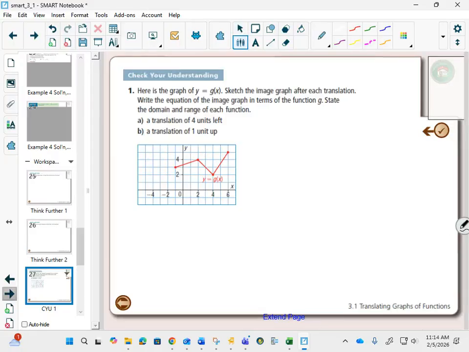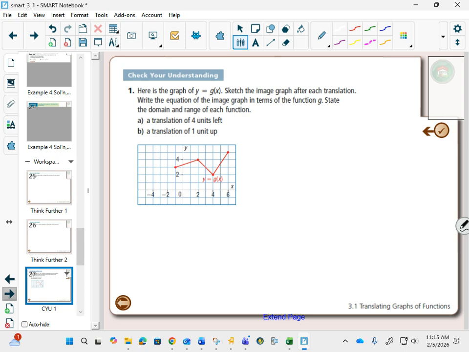So here's the graph of g of x. Sketch the image graph after each translation. Write the equation of the image graph in terms of the function g. State the domain and range of each function. So first of all, this question is asking a lot. It's asking us to do 3 things with each of these, A and B.